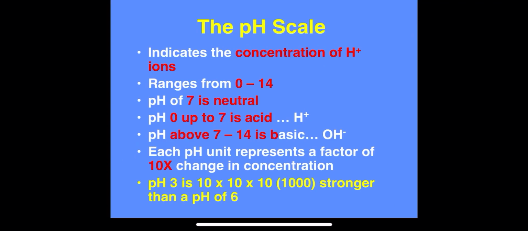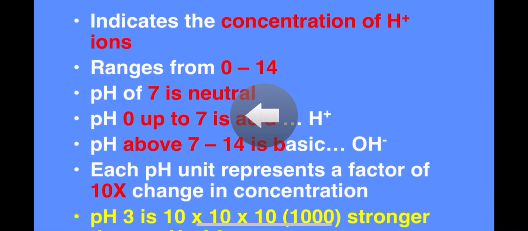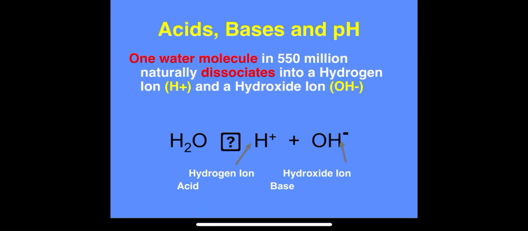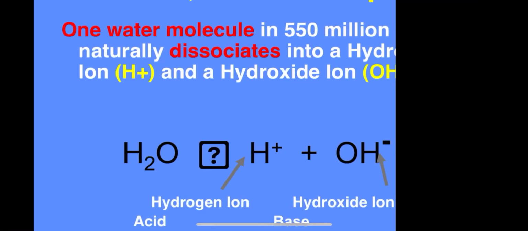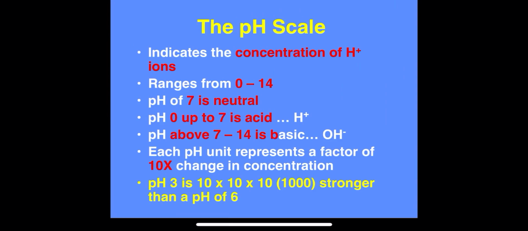The pH scale indicates the concentration of hydrogen ions, which ranges from 0 to 14. A pH of 7 is neutral, a pH from 0 up to 7 is acidic, and a pH above 7 to 14 is basic. Each pH unit represents a factor of 10 times change in concentration. So pH 3 is 10 times 10 times 10, or 1000 times stronger than a pH of 6.